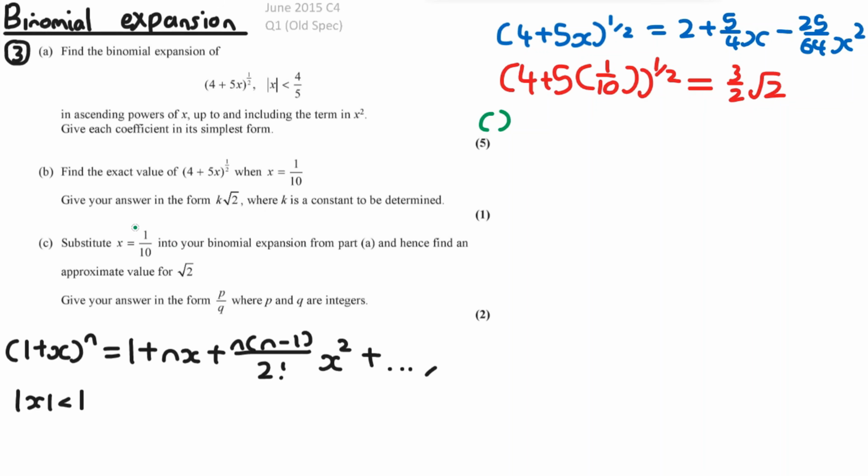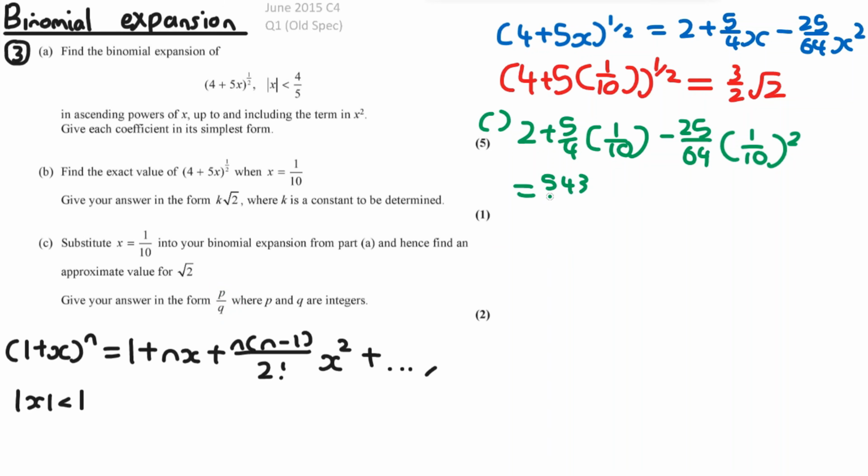And then for part C, we need to substitute x is equal to 1 over 10 into our binomial expansion here to find an approximate value for root 2. So we're going to sub x is equal to 1 over 10 into this to get 2 plus 5 over 4 of 1 over 10 minus 25 over 64 of 1 over 10 squared. And if you put this into a calculator, you get out a value. It wants it in the form p over q, like a fraction, so therefore don't put it in decimals, put it in a fraction. It's going to be 543 over 256 if you put it into your calculator.